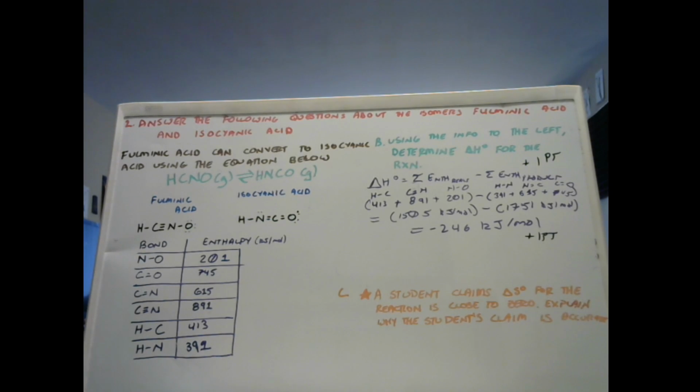A more proper response would be something along the lines of: the change from fulminic acid to isocyanic acid is a rearrangement of atoms with no change in phase or number of molecules. Entropy is close to 0. That's C, which would be worth 1 point.